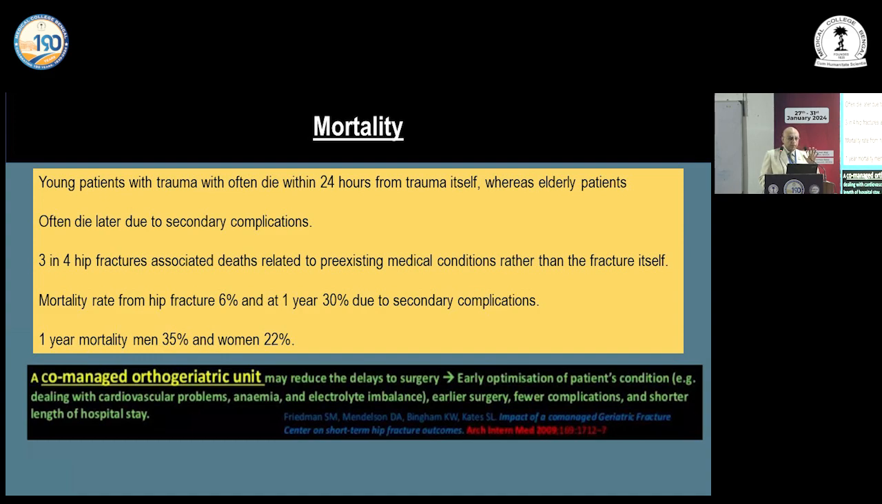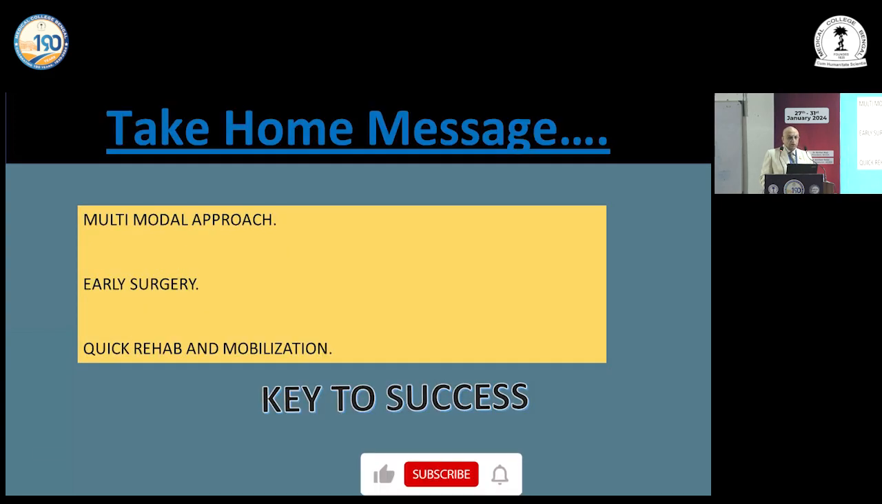We know from a meta-analysis that the one-year mortality after hip fracture is 35% in men and 22% in women, but it is not related to the primary hip pathology. So the take-home message is that a multimodal approach, early surgery, and a very quick rehab are the key to success. Thank you.